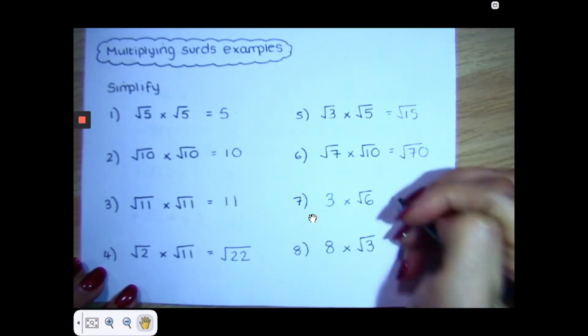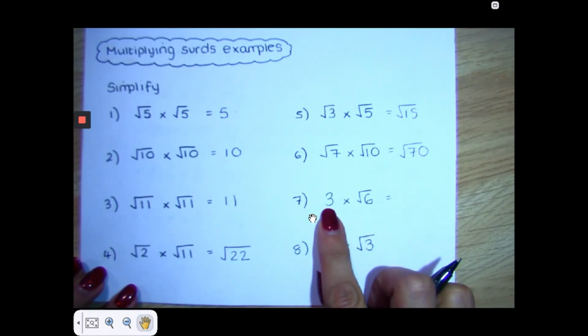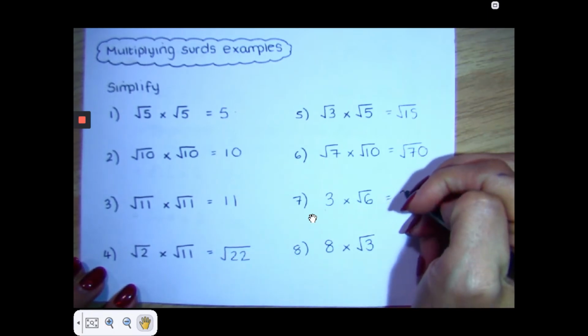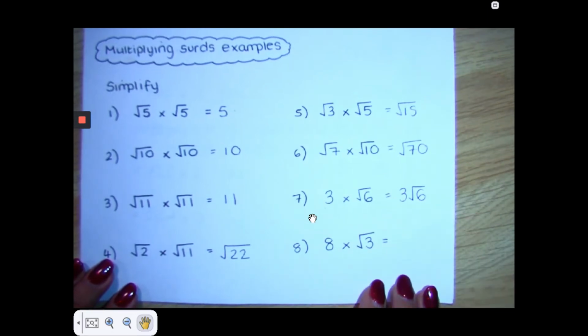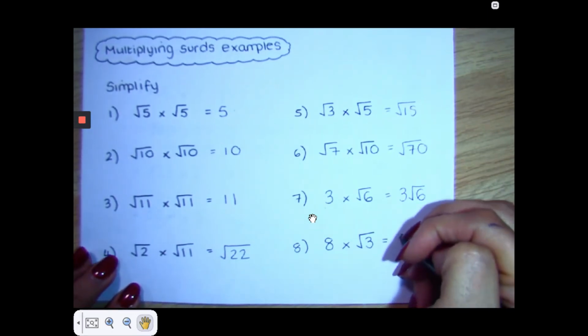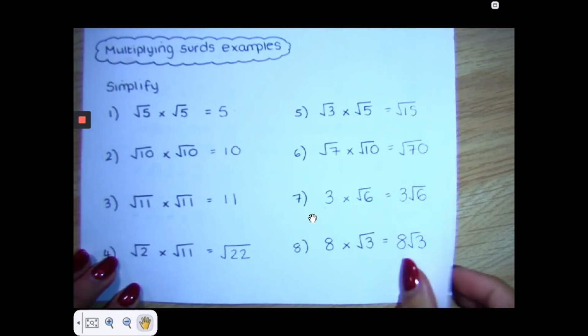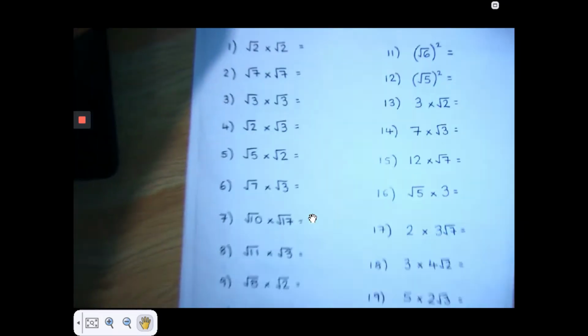And then we've got something a bit different again. If you've got just an ordinary number and you multiply it by a surd, like 3 times root 6, you've got 3 root 6. If we've got 8 times root 3, we've got 8 root 3. Okay? Now, if I turn over, what we've got here is some for you to have a go at. So if you want to just pause the video now and try these out for yourself, and then when you come back there'll be some answers.